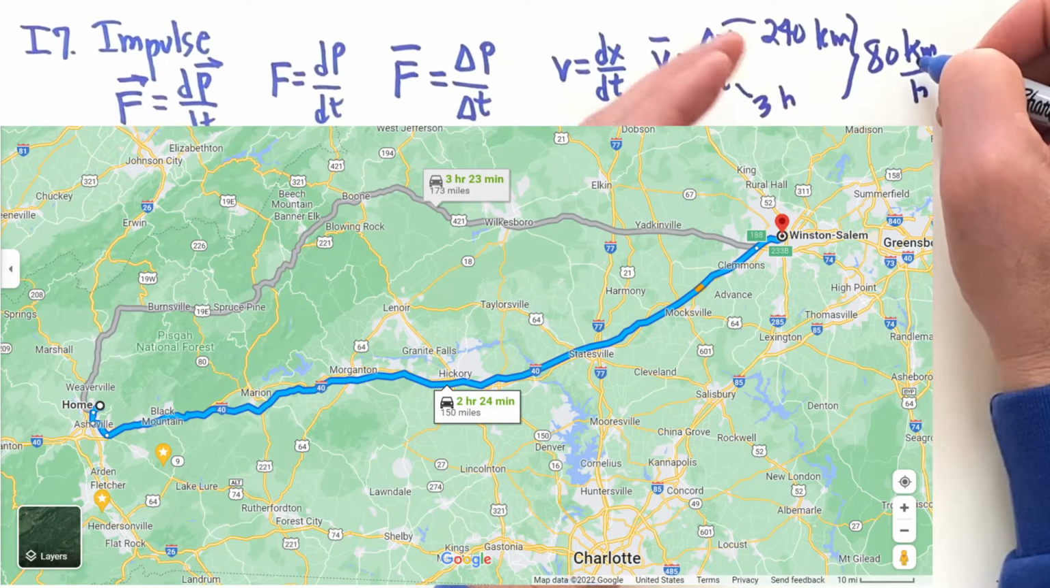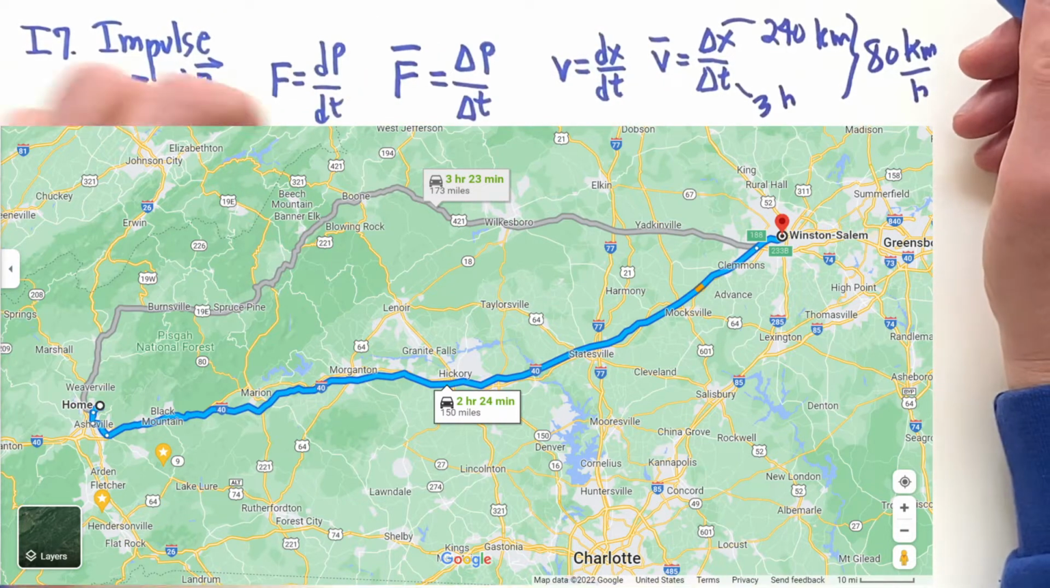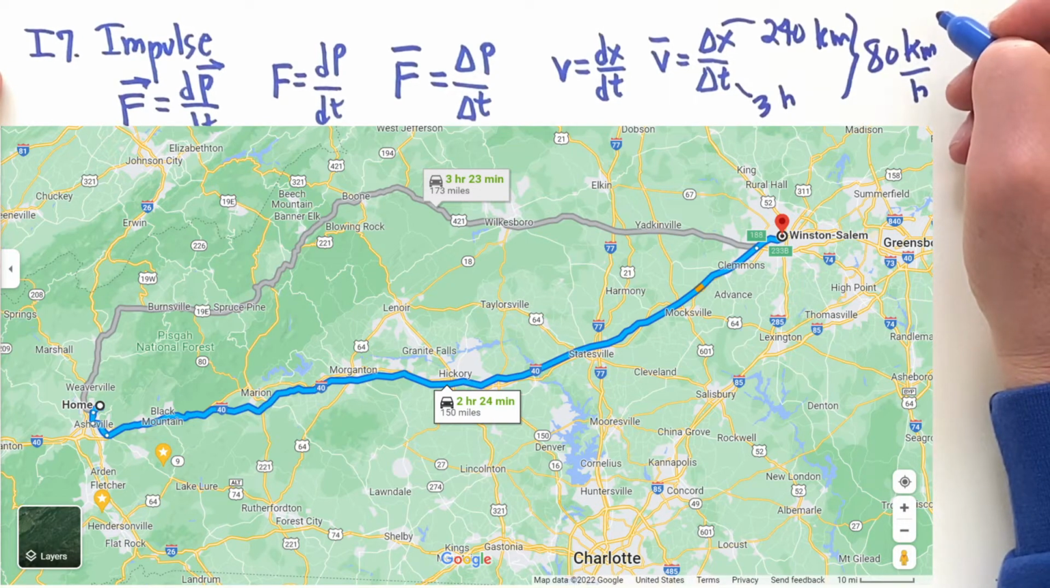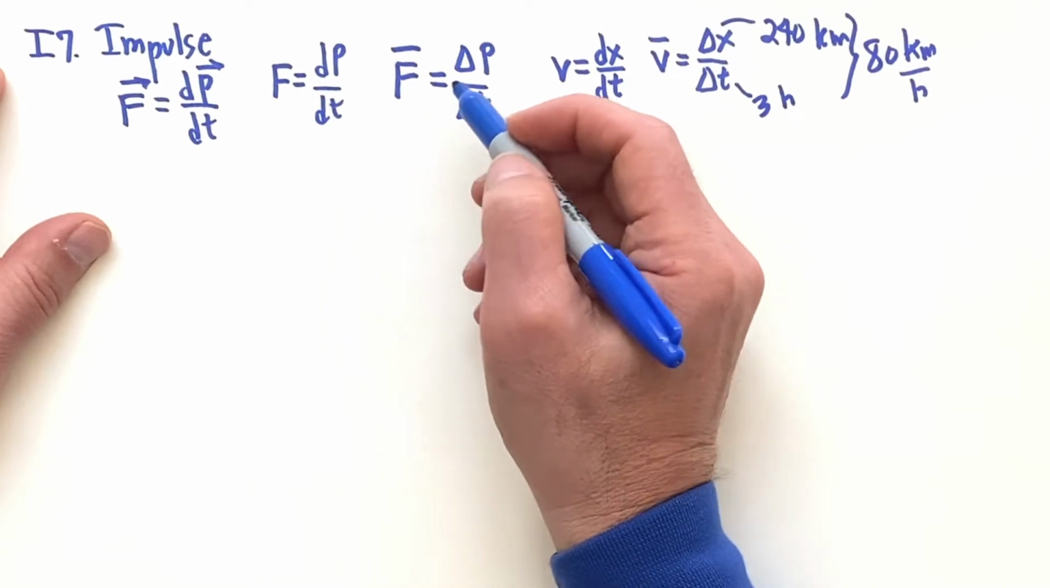Now, you're not driving that speed. Sometimes you're driving at zero. You're not driving at all. You're stopping, for example, for a rest stop. So that gives the average velocity. So this is the average force, same kind of concept.